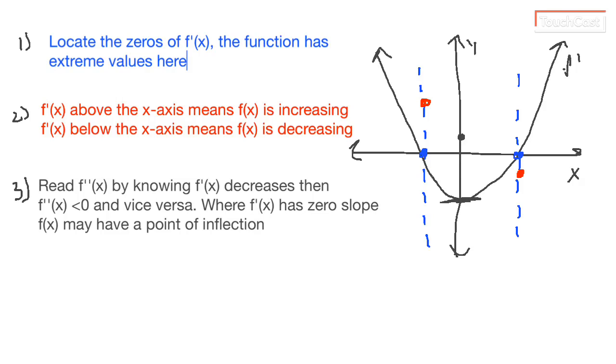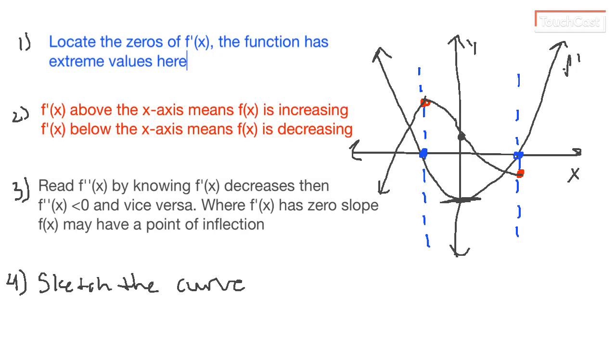That's actually part 4. Sketch the curve. So, we know we are increasing up to that first red dot. So we can draw something that's increasing there. We know then we're decreasing until we get to the second red dot, but we have to go through that inflection point. Now once we hit that second red dot, we know we are increasing.